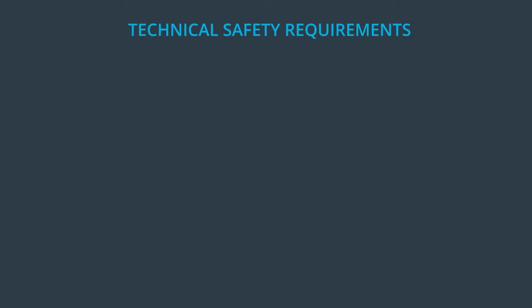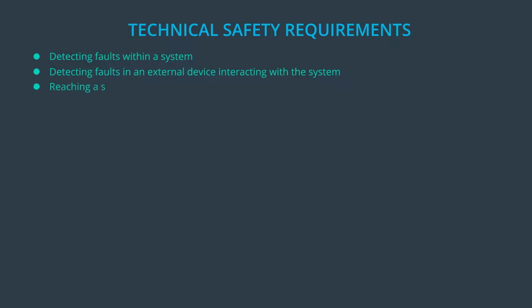Not all technical safety requirements are derived directly from functional safety requirements. There are actually 5 other categories of technical safety requirements that ISO 26262 requires. 2 of the categories are for detecting faults either within a system or in an external device interacting with the system. The other 3 categories are for measures that enable the system to reach a safe state, to implement a warning and degradation concept, or to prevent latent faults.